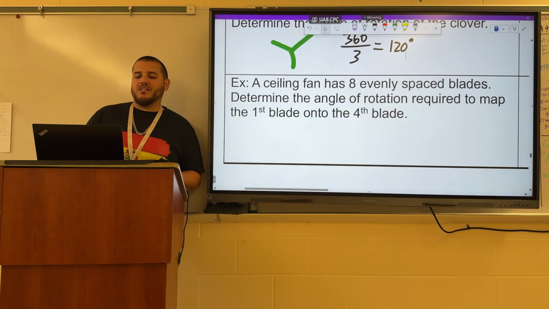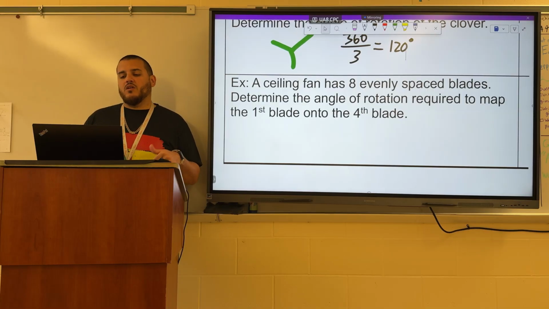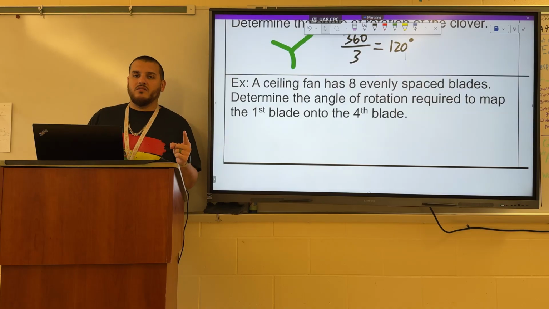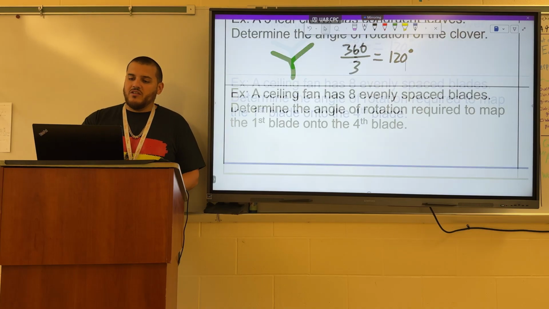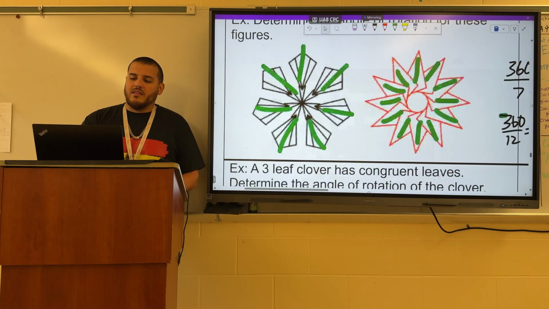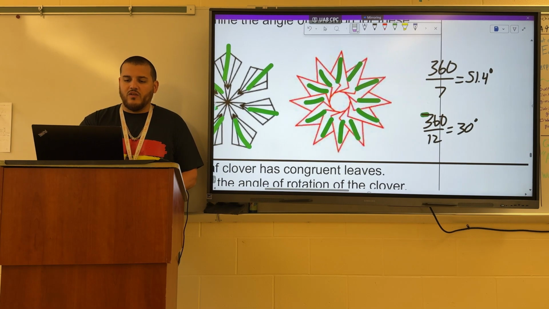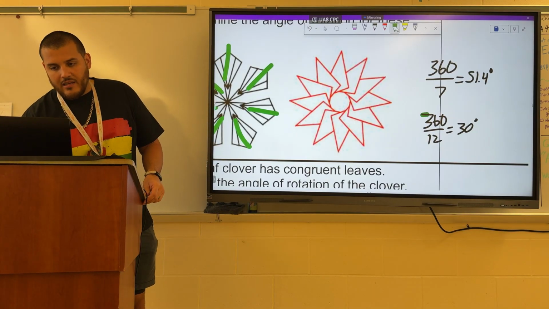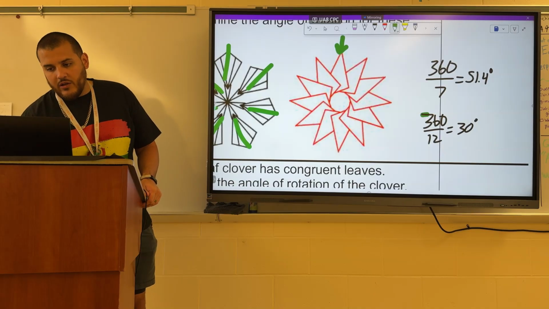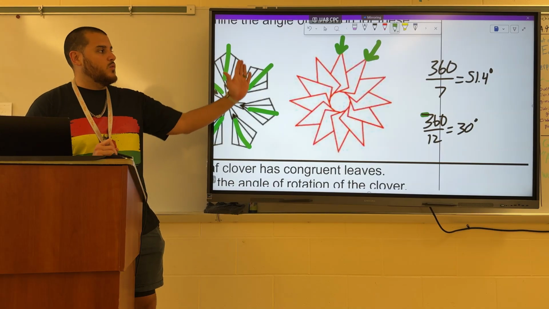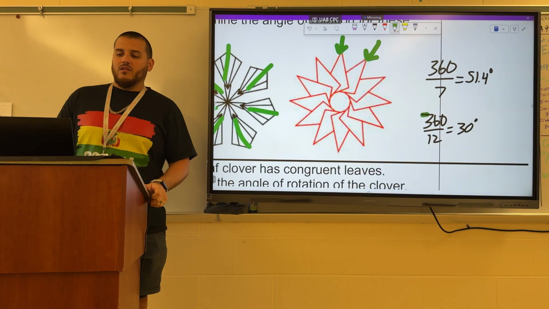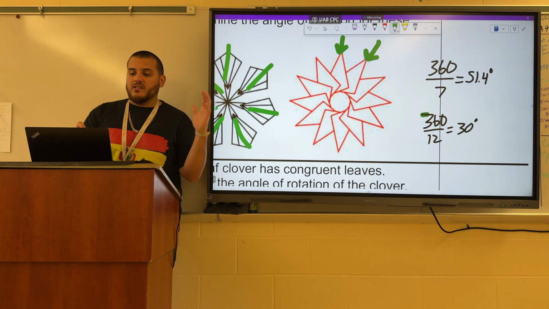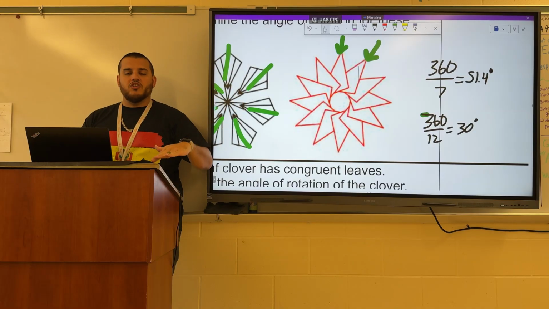We're going to wrap up our notes here with a very interesting question. It's a little tricky. So the ceiling fan has 8 evenly spaced blades. We need to find the angle of rotation required to map the first blade onto the 4th blade. So again, just to make sure that there's clarity in here, when we determined that the angle of rotation on this red figure was 30 degrees, what that means is we could take this limb and rotate it 30 degrees and it would end up exactly where this one is, just one limb adjacent to it. What we're going to be doing now is moving a figure more than just 1 over.